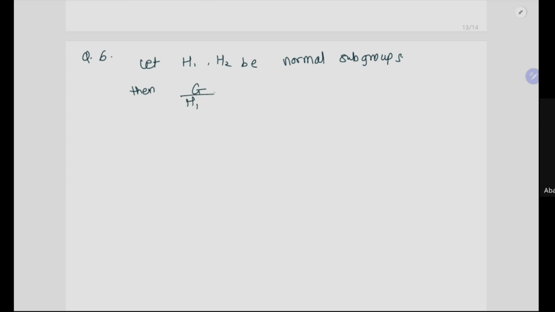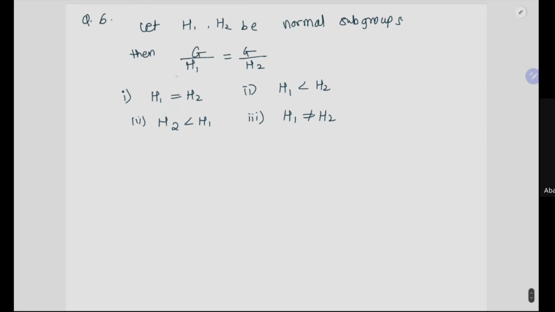And then G by H1 is G by H2. Then what can we say? We have this G by H1 is equal to G by H2. Then what can we say about H1 and H2? Whether H1 is equal to H2, or H1 is a subgroup of H2, or third, H2 is a subgroup of H1, or fourth, H1 is not equal to H2. What is your guess from this?